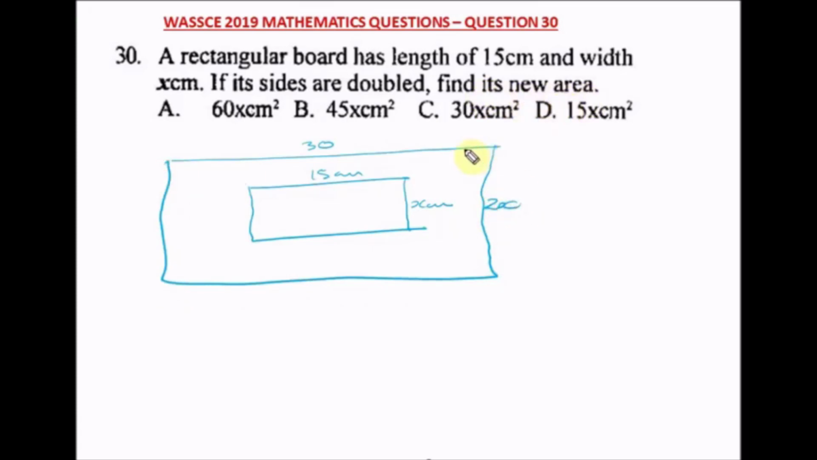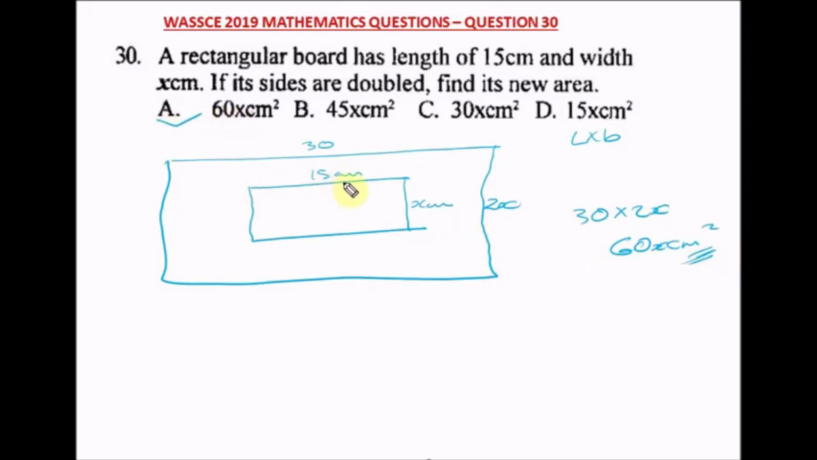Find its new area. It's just simply, what's the area of a rectangle? Length times breadth. It's just simply 30 times 2x. And 30 times 2x will give us 60x. And don't forget your dimension, 60x centimeters square. So this is our answer, and our right option here is option A.